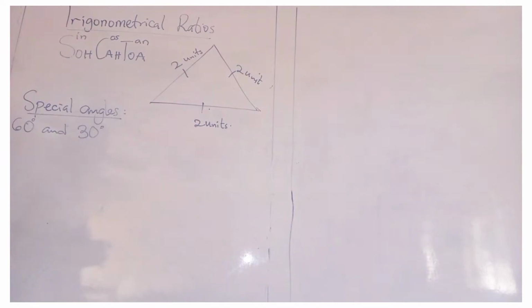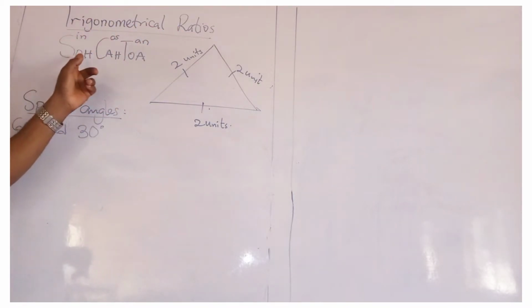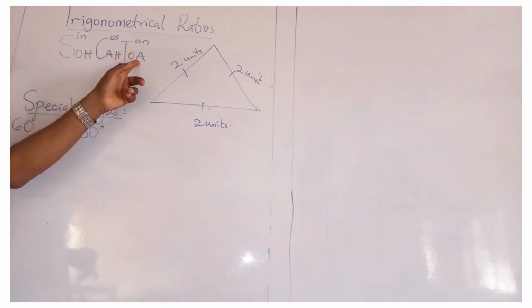As I earlier told you, we have done the special angle for 45 degrees, but now we are going to have the 60 and the 30 degree special angles. Just like you have seen, the trigonometric ratios are so casual. Sine is opposite over hypotenuse, cos is adjacent over hypotenuse, tan is opposite over adjacent.